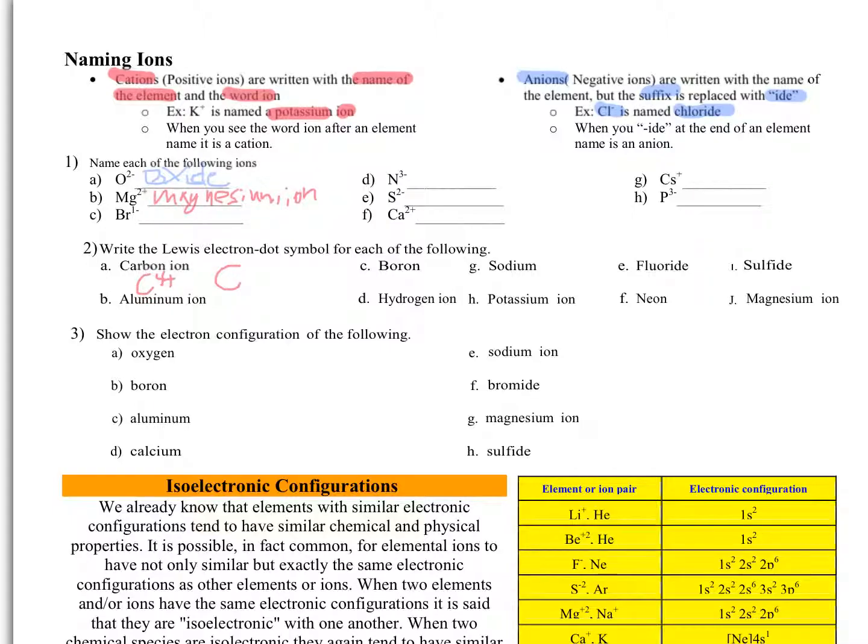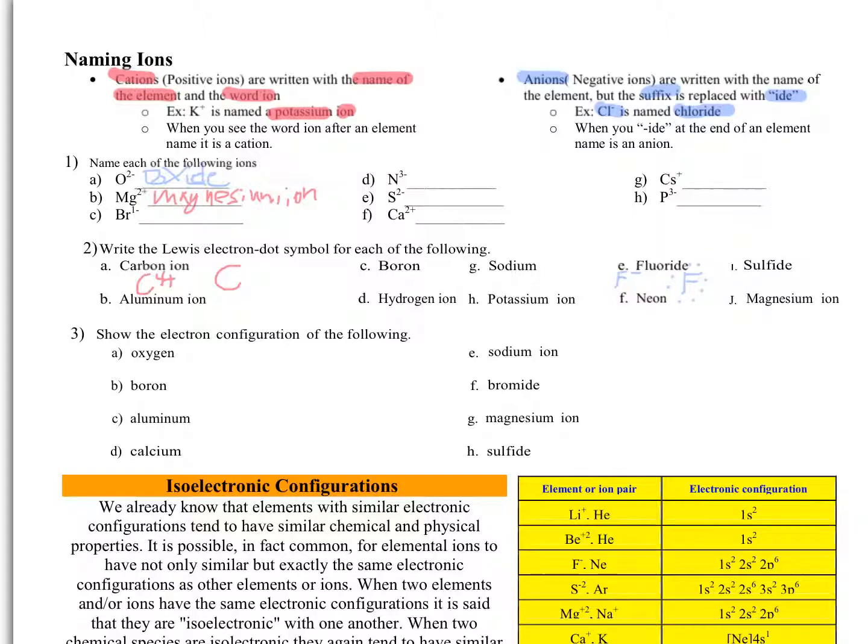And then if I look for one that ends in "ide," like fluoride, I know it's an anion. So it would be F, and if I look at my periodic table, the charge is going to be F minus. Okay, if it's a minus, then it has more electrons than it does protons. So now I have F, and it normally has 7 dots, but if it gained 1, now it should have 8. 1, 2, 3, 4, 5, 6, 7, 8.